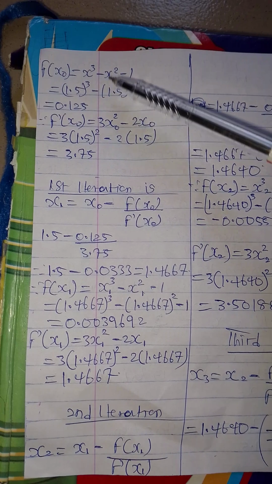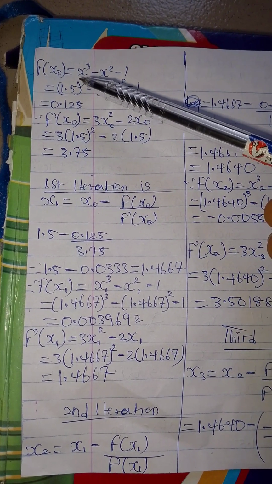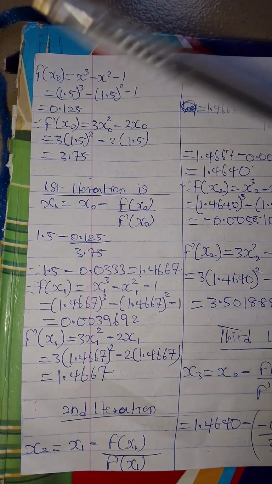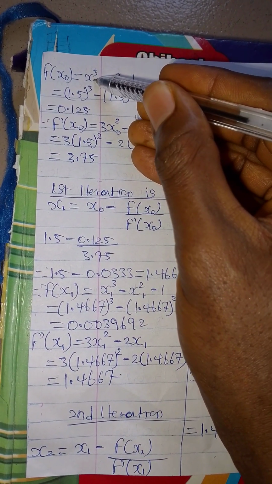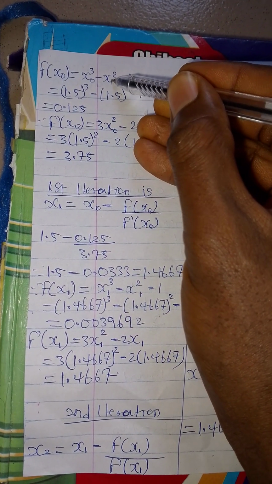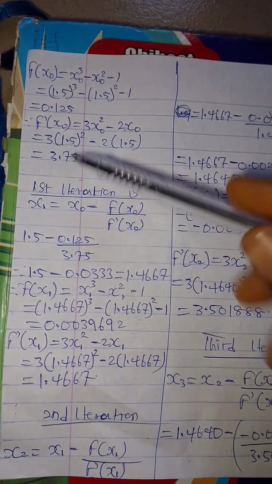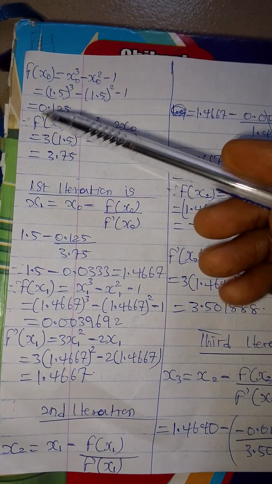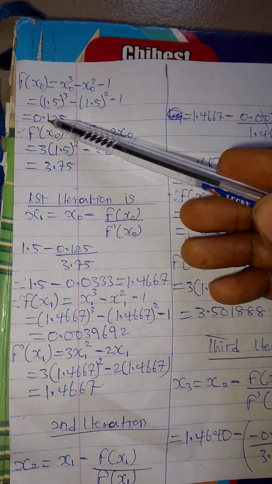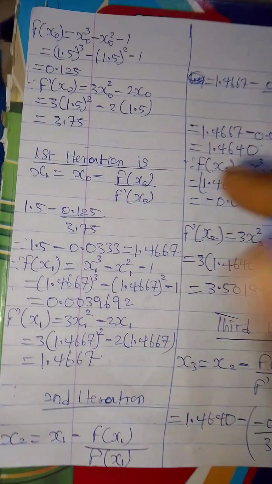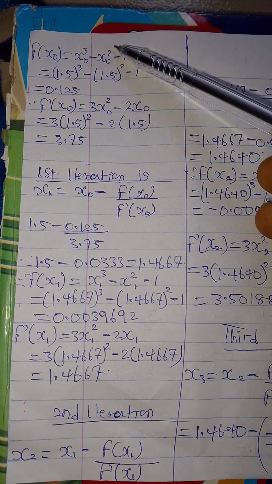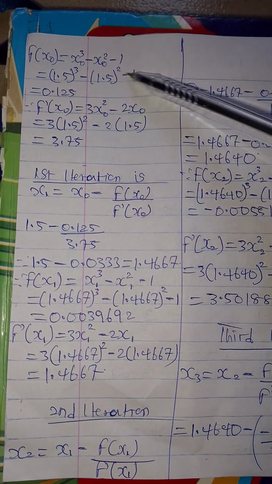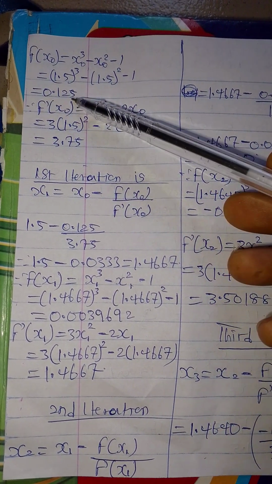Therefore, input the value of x naught in this equation, which is x naught cubed minus x naught squared minus 1, and you know x naught is 1.5. So that is equal to 1.5 all raised to power 3 minus 1.5 all raised to power 2 minus 1. If you solve this, it will give 0.125.